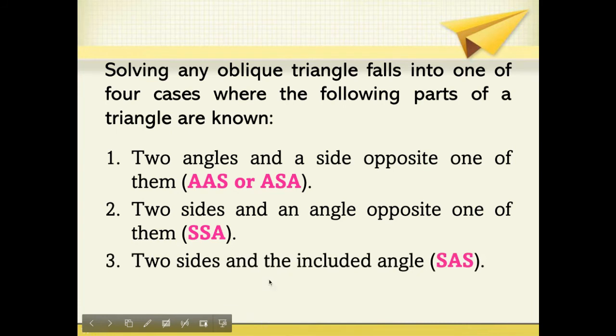Third, when two sides and the included angle are given. This case is known as the SAS case. As you can see, angle A here is in between the two sides, meaning it is an included angle, or the angle formed by these two sides.